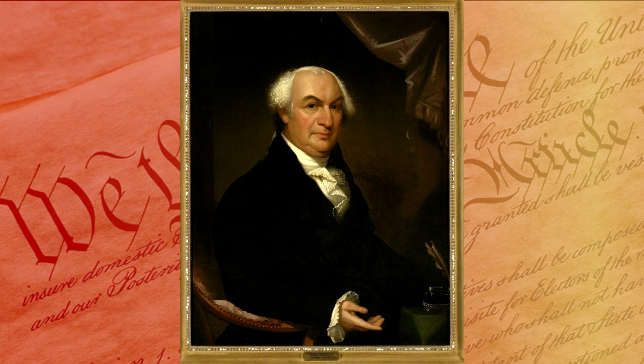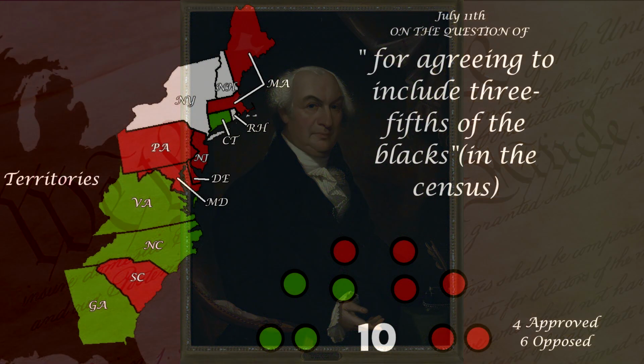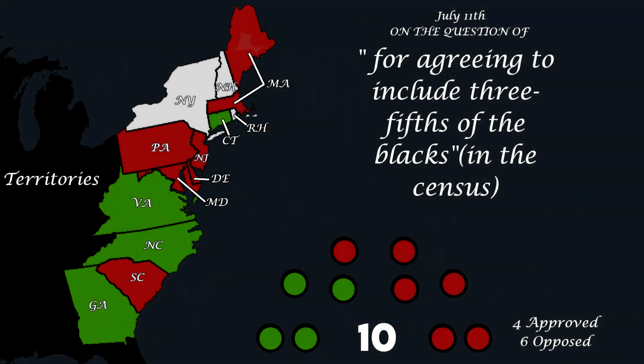It would be Governor Morris of New York who vehemently opposed the compromise, arguing that it perpetuated the slave trade, which he vehemently opposed. Consequently, the motion to include 3/5 of blacks in the census actually failed 4-6. The remaining discussions of the day revolved around how frequent the census would be.